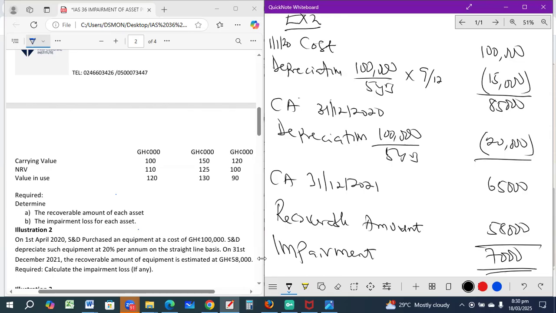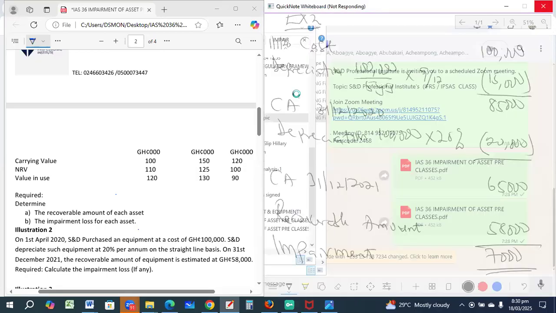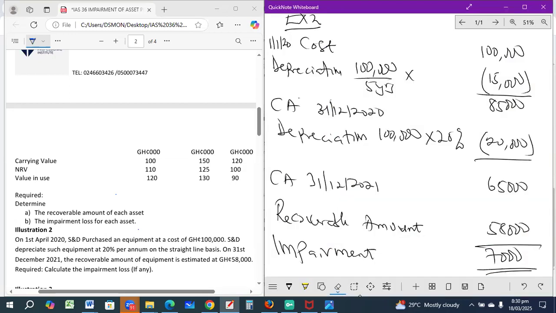Sir, please go over the 5 years, how we had the 5 years. If the 5 years is confusing, it is 20% per annum. So here, each year is 20%. Each year is what? 20%. Times what? 20% times 9 over 12. Times what? 9 over 12.